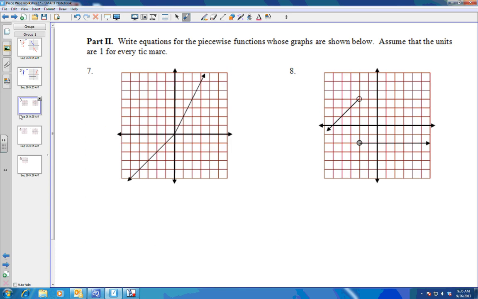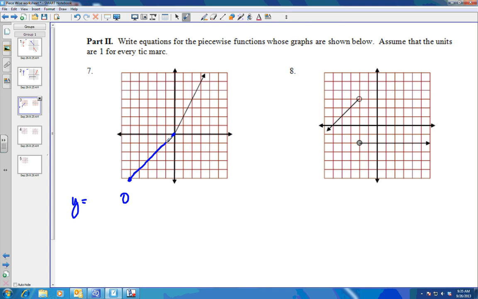All right, number 7, write equations for the piecewise functions. Assume that the units are 1 for every tick mark, so they're going by ones. All right, so let's find the equation of this line right here. There's a line, and then this is going to be a different equation. So my y-intercept for this line is 0. Okay, so I know 0 is my y-intercept. We'll just write it out.